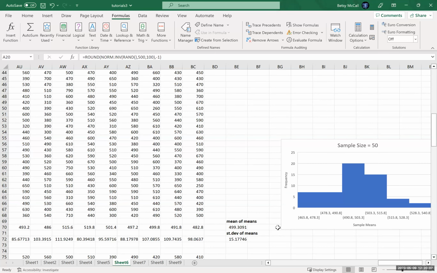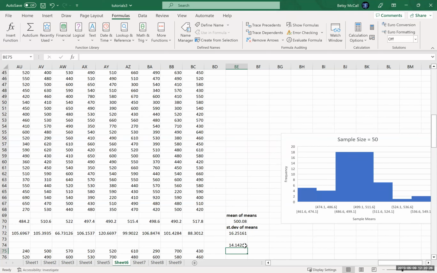And again, we can, if we want to, calculate our original standard deviation divided by the square root of 50, which is the size of our individual samples, and see what we expect that variability around that mean to be. And so we're up actually around 14 is our expectation.